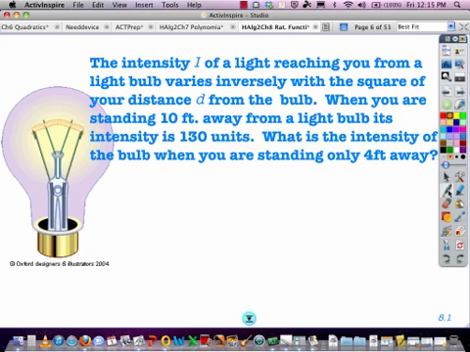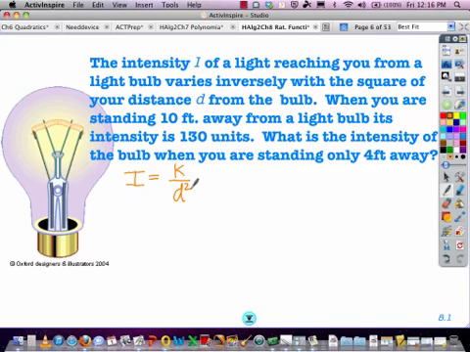So the intensity I of a light reaching you from a light bulb varies inversely, so equals, you know you have a division, with the square of your distance d. You also know that your constant has to be up top, and it varies with the square of your distance d, not with your distance d. So you have to put your exponent there. So there's our generic equation.